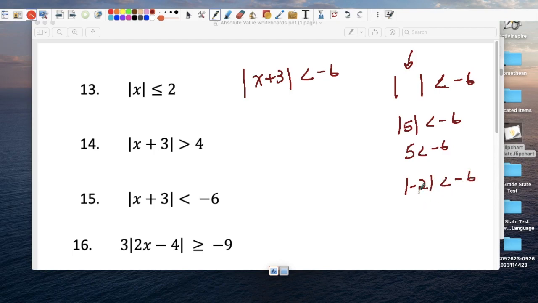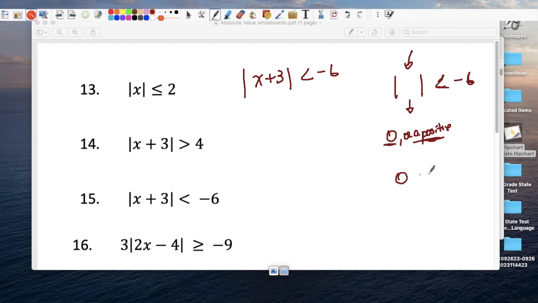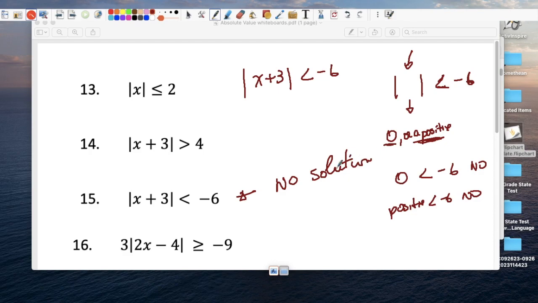Let's see if that is less than -6. Absolute value of -2 is 2. And is 2 less than -6? No. What we end up finding out is that with the definition, right? The absolute value of anything will always be 0 or a positive number. So when you take the absolute value of a number, it's always going to be 0 or a positive number. Now, if it's 0, is 0 ever less than -6? No. And if it's a positive number, is a positive number ever less than -6? No. So for this particular one, there is no solution. There is nothing that you can take the absolute value of, and it will turn into a negative.